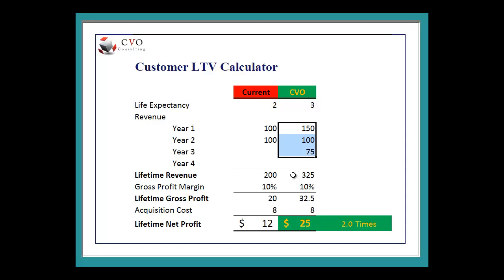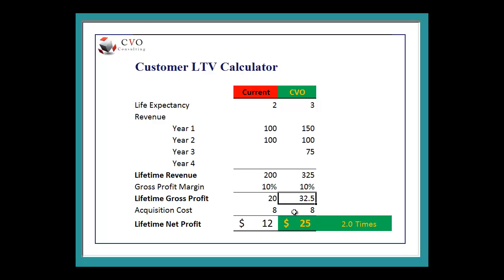Given that, you would have earned $325 worth of revenue from that customer over that period of time, maintaining just a 10% gross profit margin. We could also talk about that in the future. That might be something you could improve and even do better than what this shows. But on that basis, you have a lifetime gross profit of $32.50.